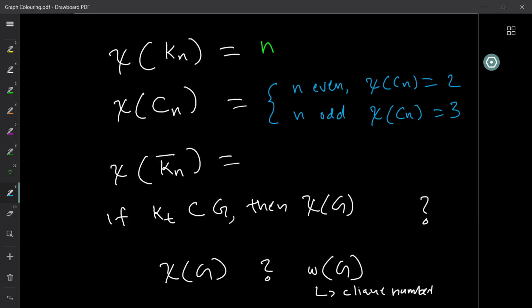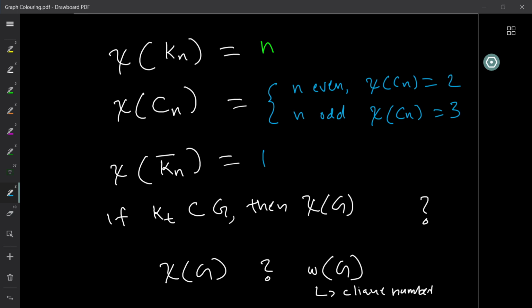And what is the chromatic number of the complement of the complete graph? Well, the complement of the complete graph is the empty graph. You have only vertices and no edges. It's an independent set, so I can give the same color to all the vertices. So it is actually equal to 1.